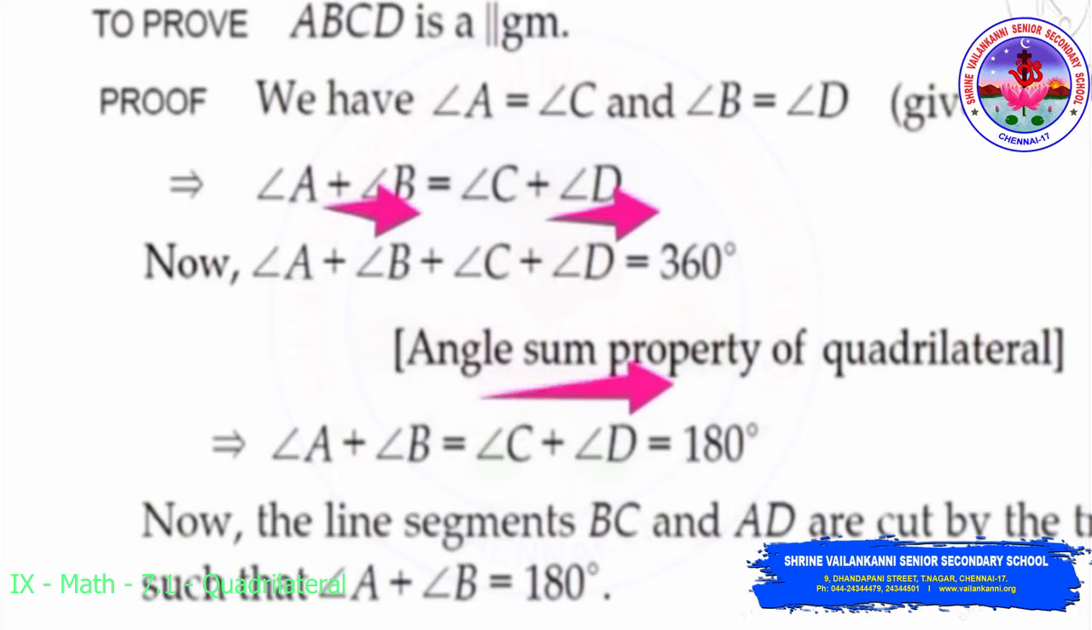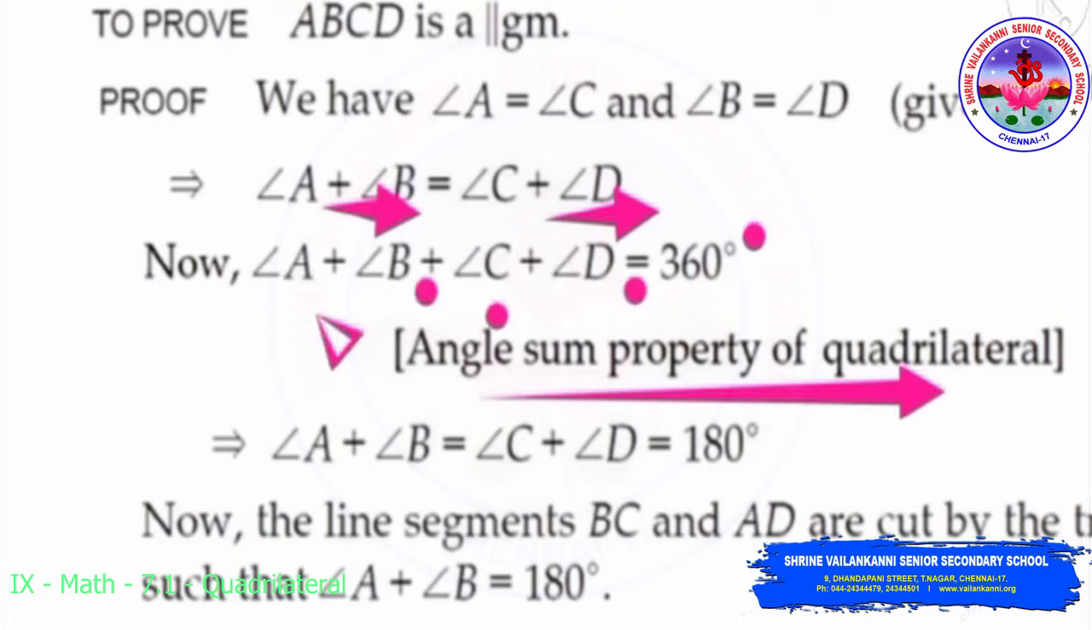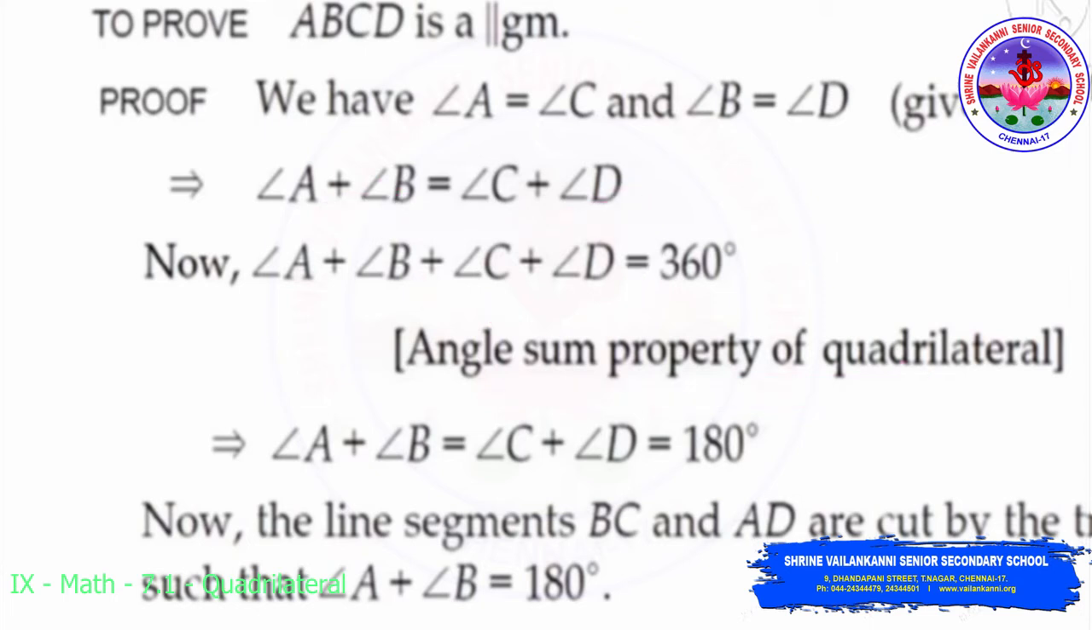Now I am going to use the angle sum property of a quadrilateral, where we know that the sum of four angles in a quadrilateral equals 360 degrees. So I am writing angle A plus angle B plus angle C plus angle D is equal to 360 degrees. And in the previous step, angle A plus B is equal to angle C plus D.